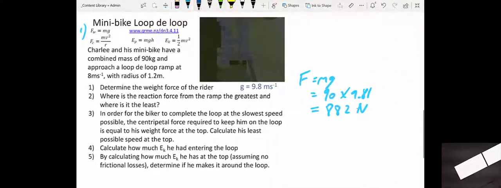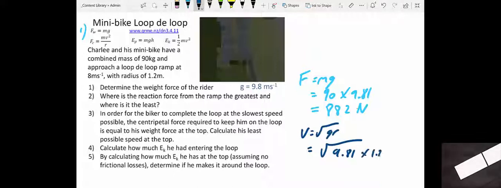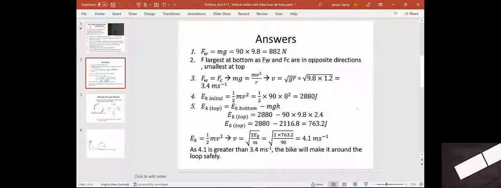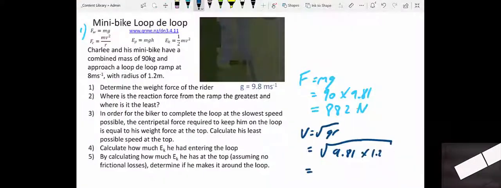In order for the bike to complete this at the slowest speed possible, the centripetal force required to keep him on the loop is equal to the weight force. Calculate the slowest speed possible, and I've just done that earlier in the lesson. So it's just v equals square root gr, and so it's square root of 9.81 times 1.2. The way we got the square root gr was Fc equals Fw, and we get a speed of 3.4 meters per second.